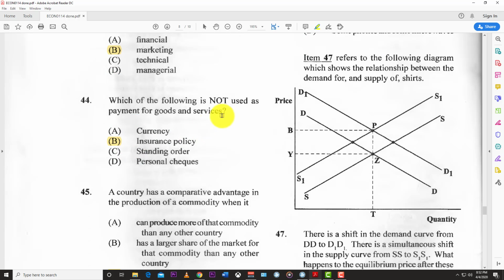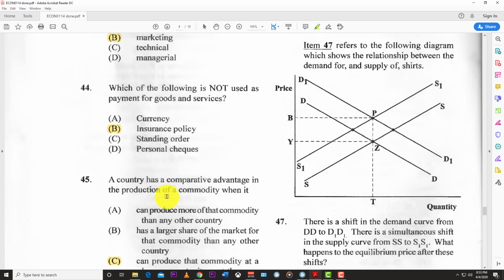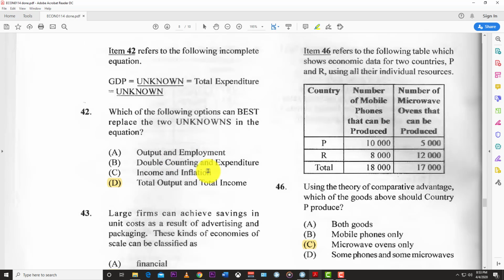44. Which of the following is not used as a payment for goods and services? And the best answer here is insurance policy. 45. A country has a comparative advantage in the production of a commodity when it can produce the commodity at a lower opportunity cost than any other country. So that's the key here, opportunity cost, a lower opportunity cost.